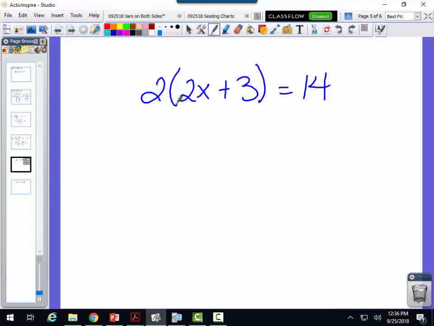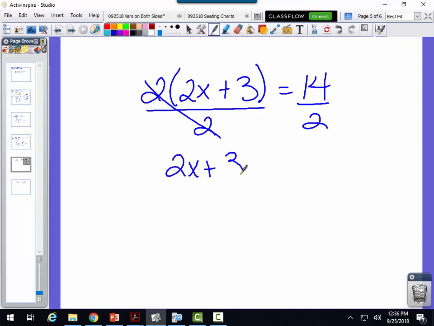Okay, well again, because of the parentheses, this is not a plus 3 that I get rid of first. So I need to get rid of the multiply by 2. So how do we do that? We do a divide by 2. So if I divide this side by 2, I divide this side by 2. So my 2's divide out, and I'm left with 2x plus 3 is equal to, and then 14 divided by 2 is 7. Now we just have a regular two-step equation.